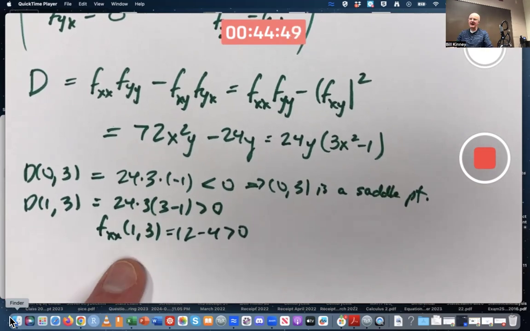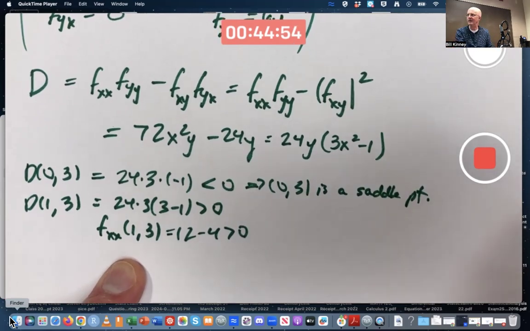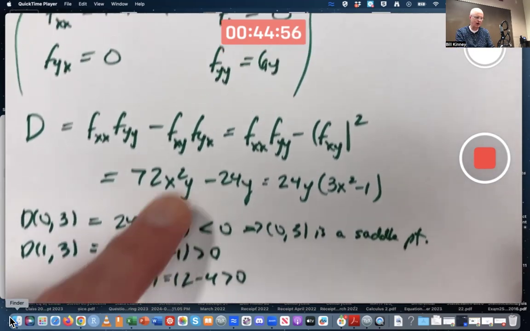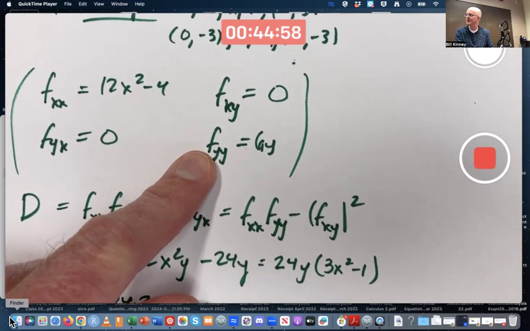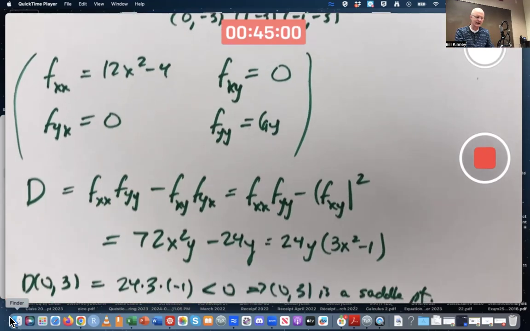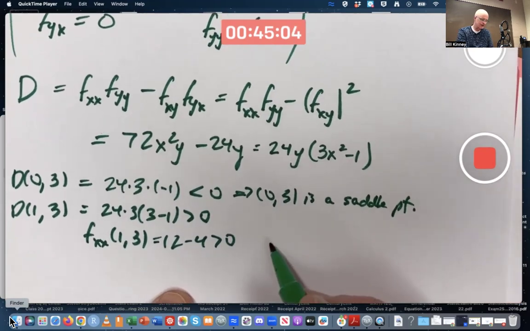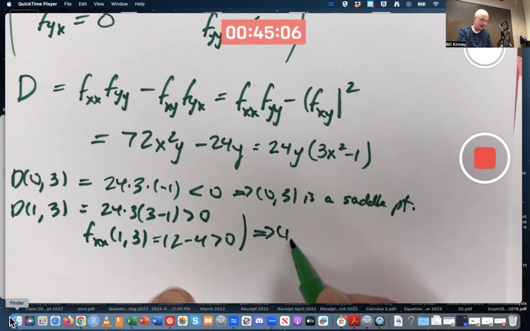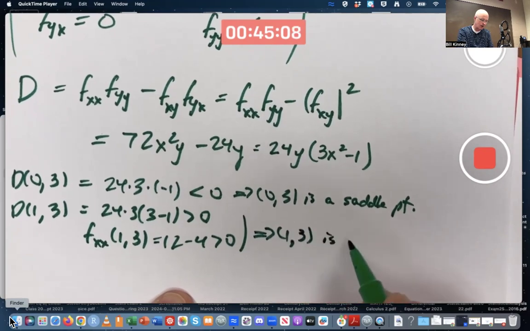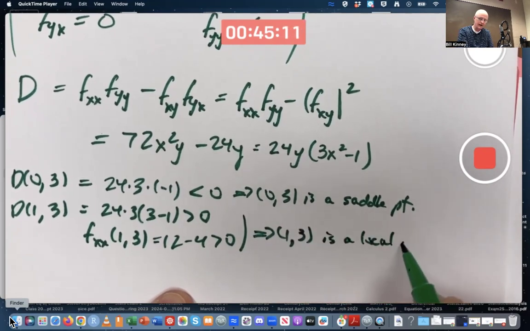You might say, well, it's concave up in just the x direction. But it turns out it'll be concave up in the y direction as well. If you had plugged this point into fyy, you also would have gotten a positive number. It's good enough to just plug it into one of them. So these two things mean (1, 3) is a local min, or relative min.